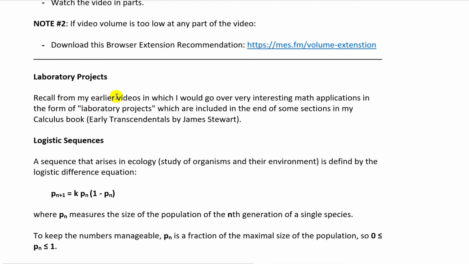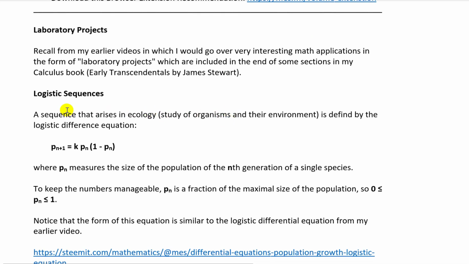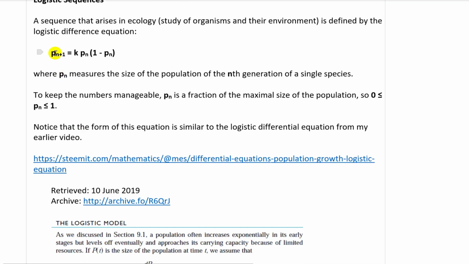So laboratory projects. Recall from my earlier videos that I would go over very interesting math applications in the form of, quote, laboratory projects, which are included at the end of some sections in my calculus book, Early Transcendentals by James Stewart. In this case I'm going to introduce logistic sequences. A sequence that arises in ecology, the study of organisms and their environment, is defined by the logistic difference equation, P of n plus 1 equals k times Pn times 1 minus Pn.